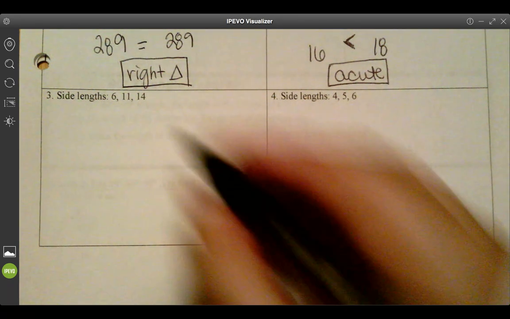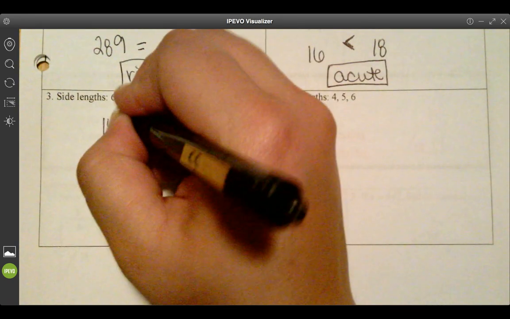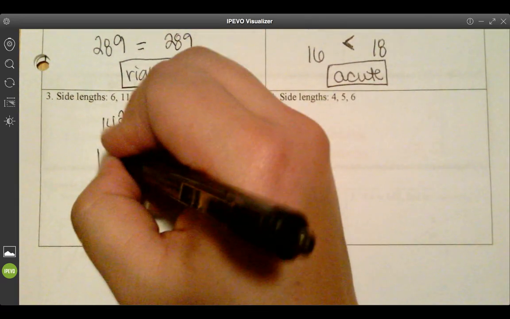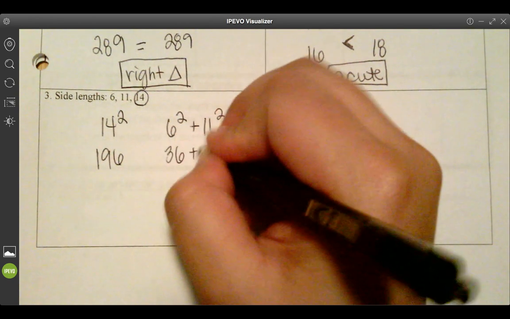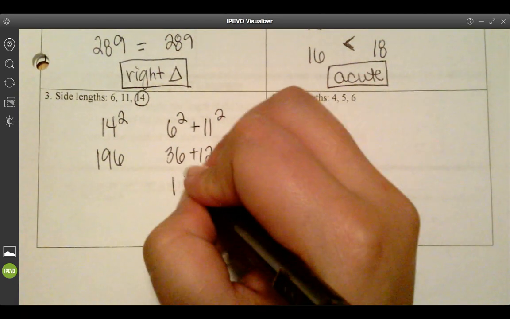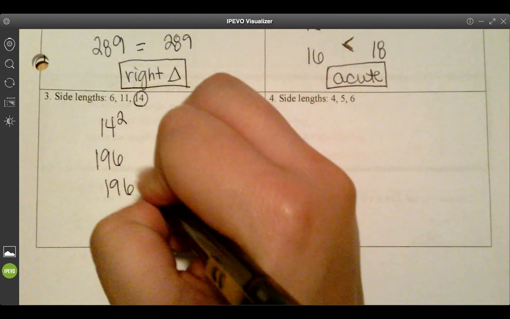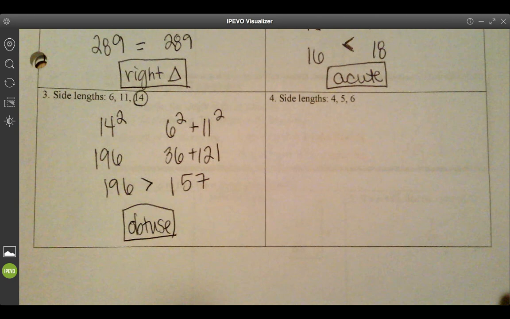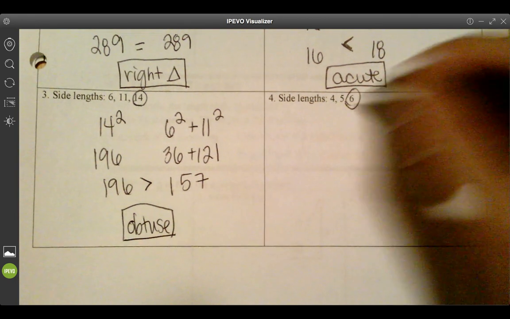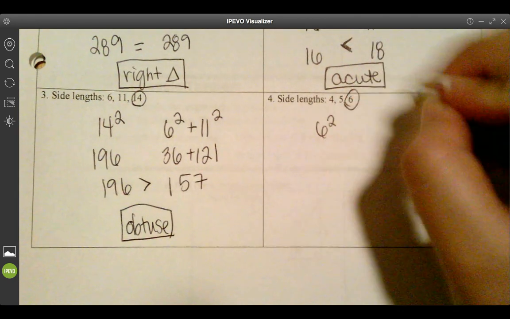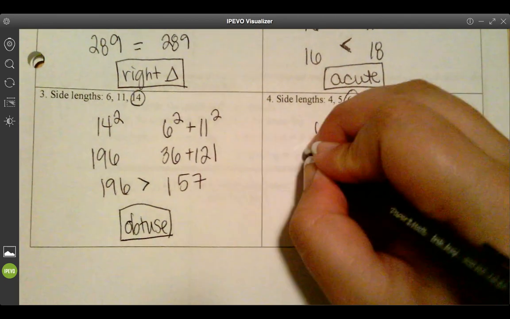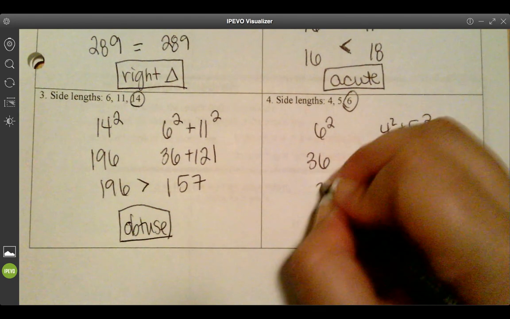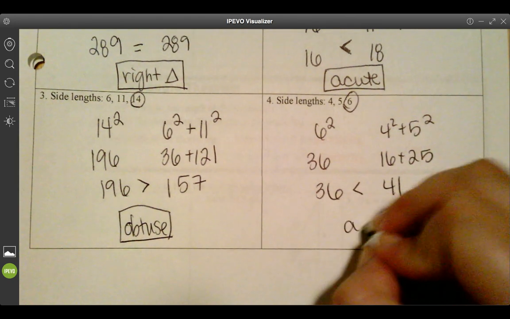So number 3, the biggest side is 14. 14 squared, 6 squared, 11 squared. 14 squared is 196. 36 plus 121, that's 157. 196 is bigger, so that is obtuse. And then here, 6 is the biggest side. 6 squared, 4 squared, and 5 squared. 36, 16, and 25. That gives us 41. 36 is smaller than 41, so this is acute.